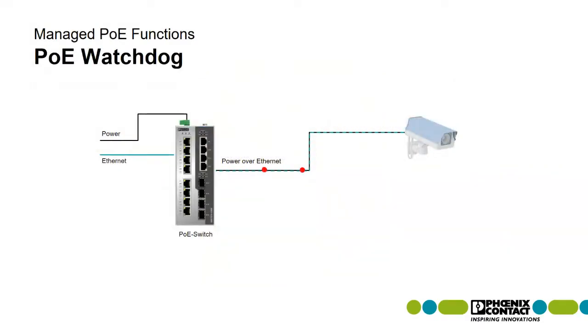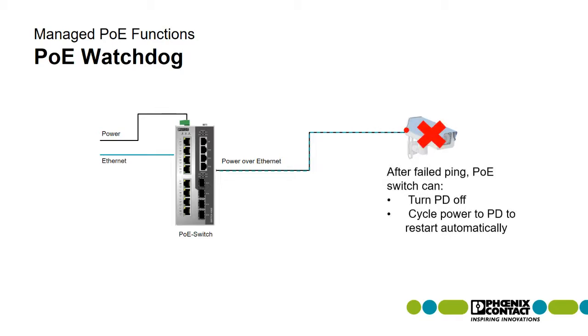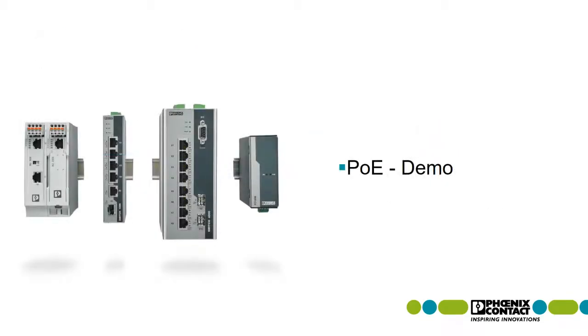So if we take a look at the PoE Watchdog in action, what's happening is those pings are going out over the cable to the device, and all of a sudden the camera is not responding. It meets the set criteria. And what happens is, in this case, we've decided to turn the camera off, but we would have the opportunity to cycle power to the camera. So those are the three items.